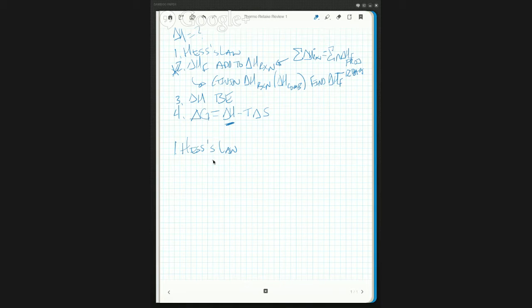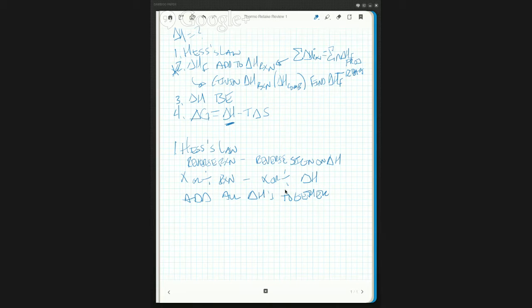Hess's law: for a reaction, if you reverse the reaction, you have to reverse the sign on the delta H. And if you multiply or divide the reaction, you have to do the same thing, multiply or divide the delta H. And then at the end, you add all the delta H's together. So that's a pretty good one.